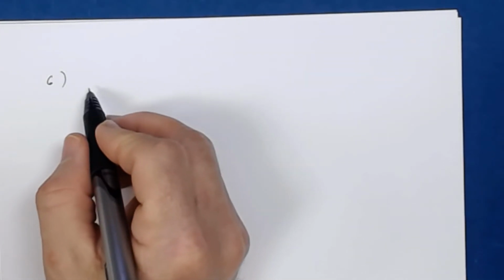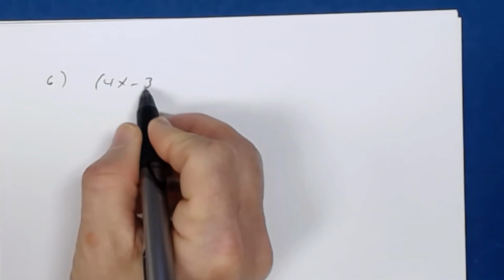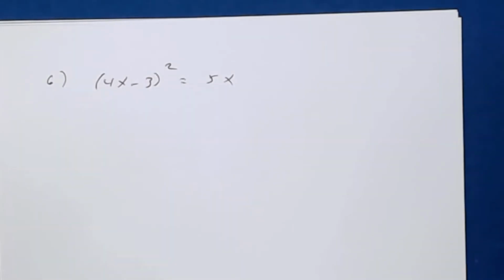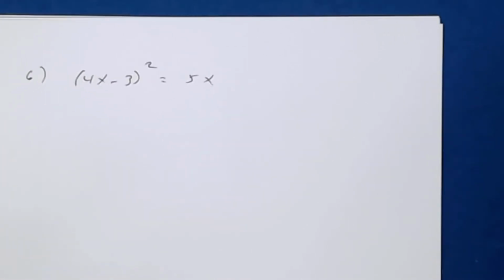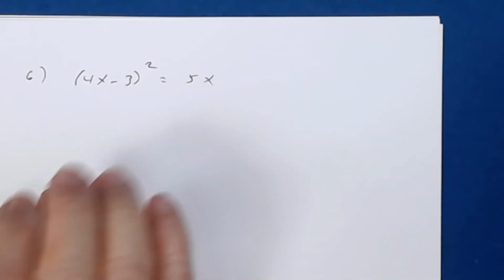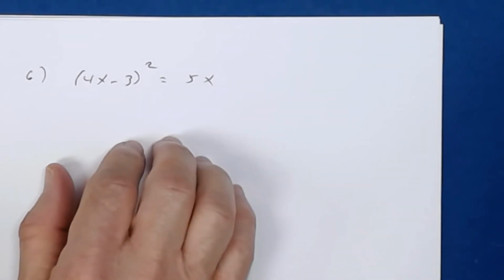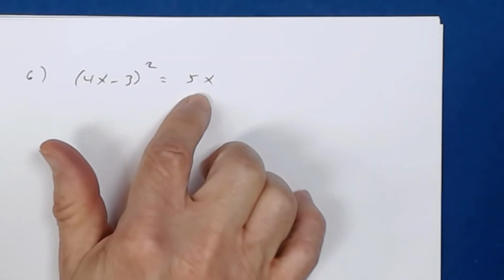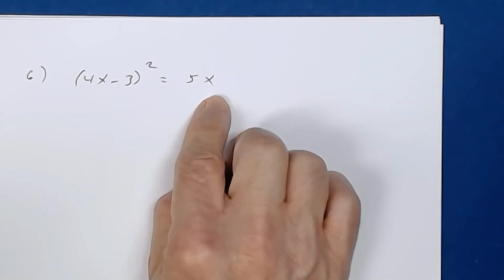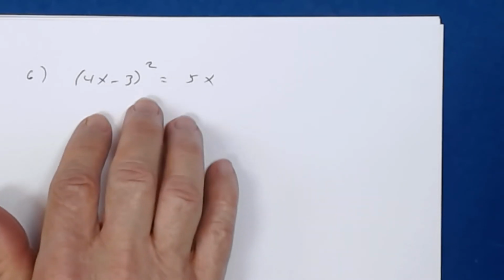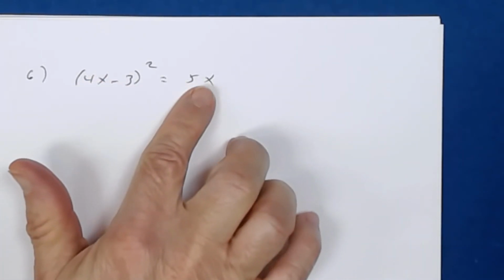All right, number 6, we have 4x minus 3 squared equal 5x. Now, I'm going to say this. Some of you are going to be inclined to take the square root of both sides. Remember, you can only use the square root property if you have an expression squared, which I do, equal a constant. That's not a constant. See, that's not 5, it's 5x. So I don't use the square root property here. The square root property only applies if this side's a constant.